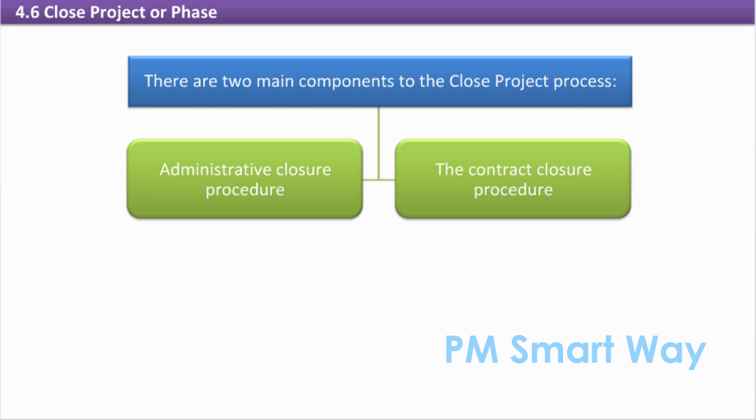The administrative closure procedure details all the requirements of the performing organization and responsibilities for project closure. This includes making sure that all requirements have been met, including those of stakeholders, the sponsor, organization, and customer. The contract closure procedure focuses on the requirements and responsibilities to make sure all contracts are properly closed.